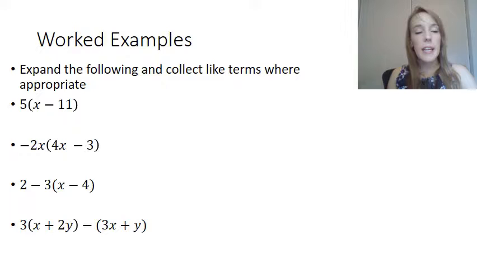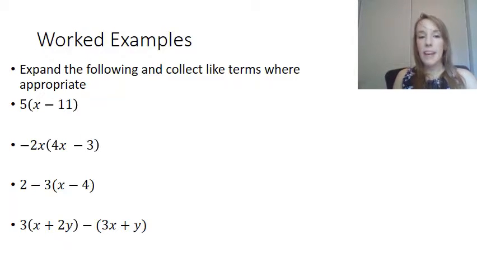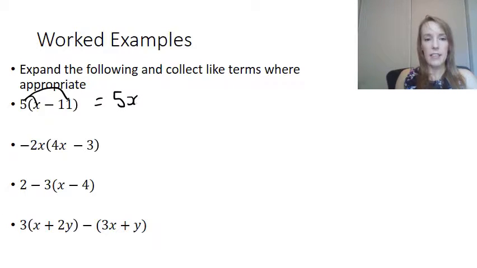Okay, so we've got a few worked examples here. What we're going to do is expand the brackets and then collect like terms that we can. So the first one, we're going to multiply everything in the brackets by 5. So 5 times x is 5x. 5 times 11 is 55. No like terms, so we just leave our answer.